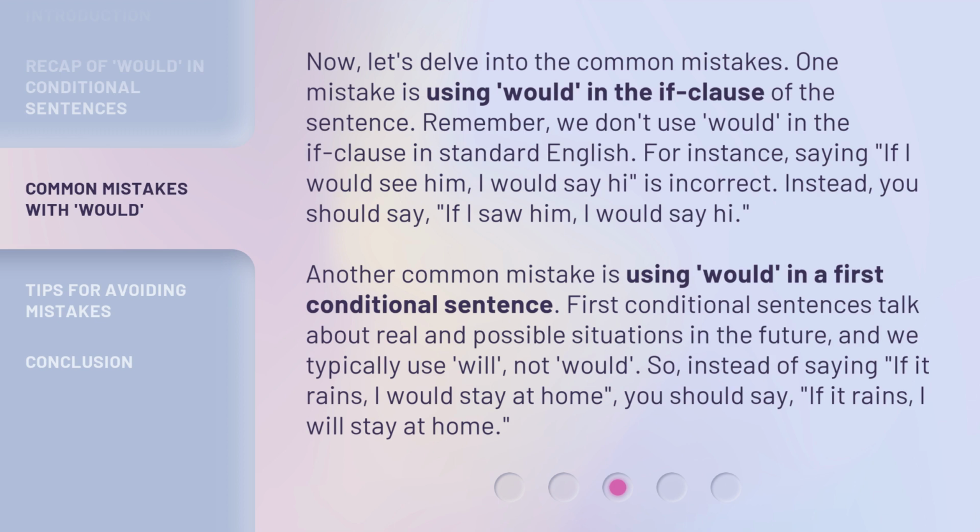Another common mistake is using would in a first conditional sentence. First conditional sentences talk about real and possible situations in the future, and we typically use will, not would. So, instead of saying, "If it rains, I would stay at home," you should say, "If it rains, I will stay at home."